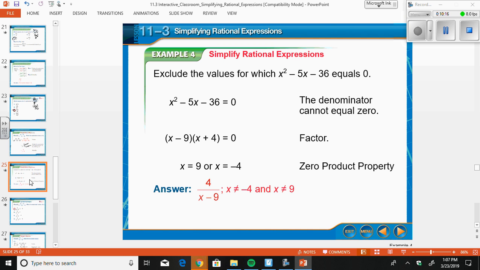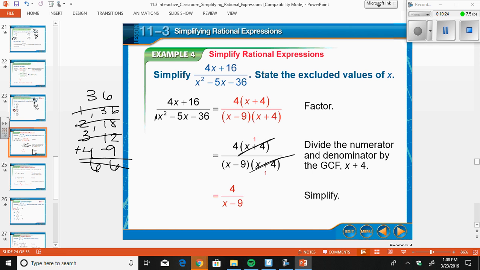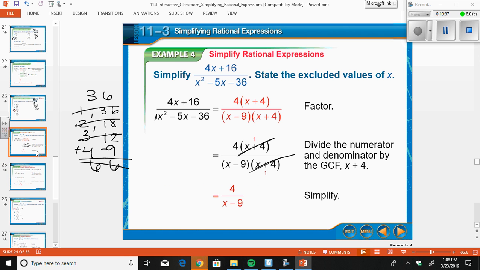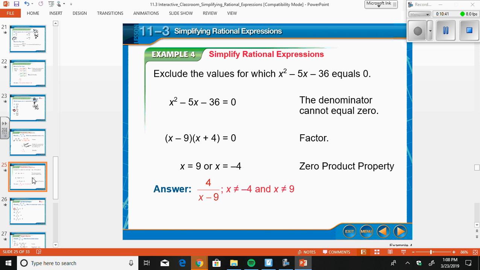Let's see. So exclude the values for which x squared minus 5x minus 36 equals 0. So we take the bottom that we factored before we started taking stuff out. We set them equal to 0. So x is equal to 9 or x is equal to negative 4 are what we're going to exclude. So our simplified rational expression is 4 over x minus 9, and then we also found the excluded values.